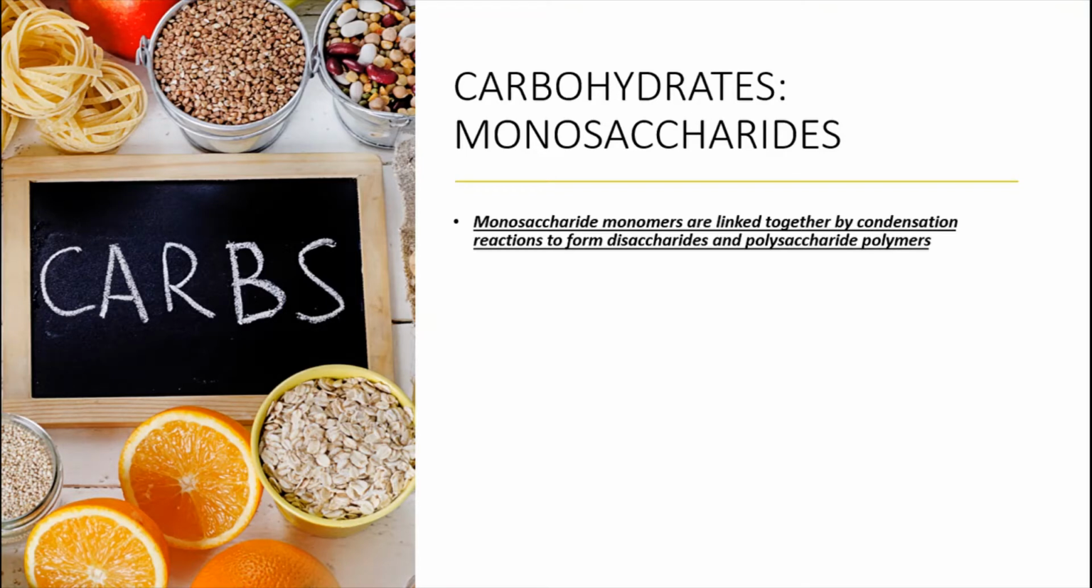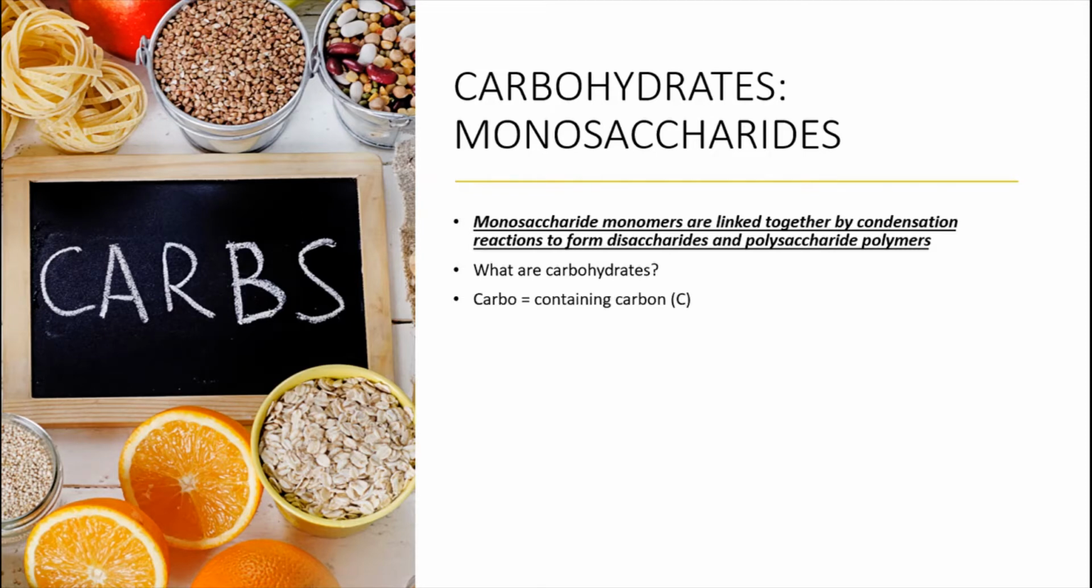Now the point that comes from your syllabus is that monosaccharide monomers are linked together by condensation reactions to form disaccharide and polysaccharide polymers. But before we break down what this means, let's define what carbohydrates are. The word carbohydrates, or specifically carbs, is often tossed around without real knowledge or understanding of what they are. So today we're going to try and understand the scientific basis behind what carbohydrates are.